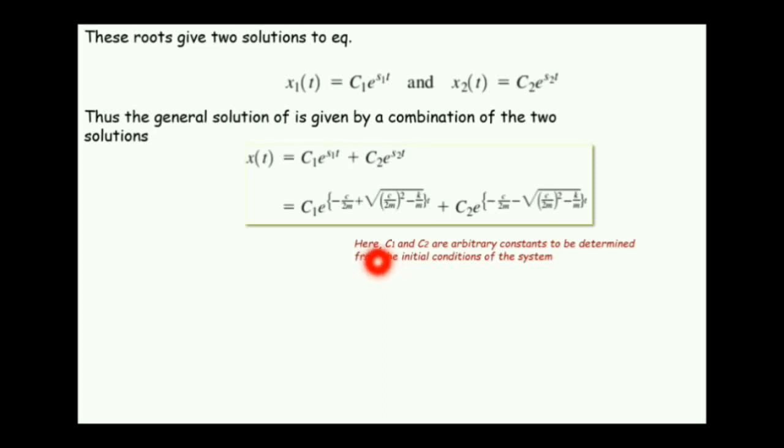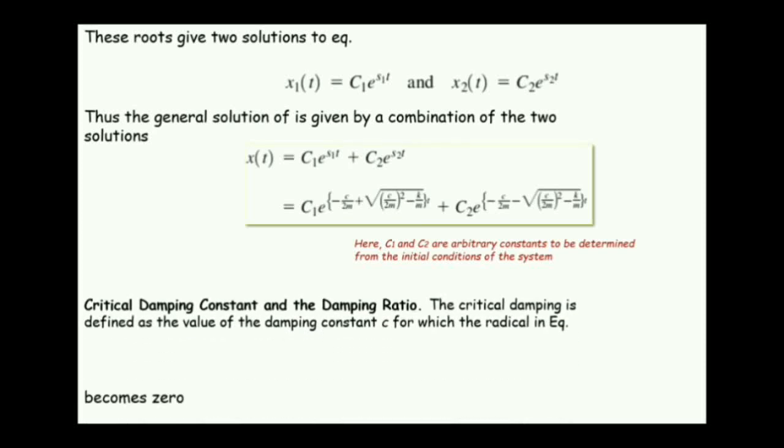Here c1 and c2 are arbitrary constants, which can be determined from the initial conditions of the system. So what are the initial conditions? Initial conditions mean, say, for time t equal to 0, the displacement is 0. If I substitute t equal to 0, x will be equal to 0, and by that condition I can get one equation, and by the second condition I can get another equation, and I can get the values of c1 and c2. That is the meaning of it.